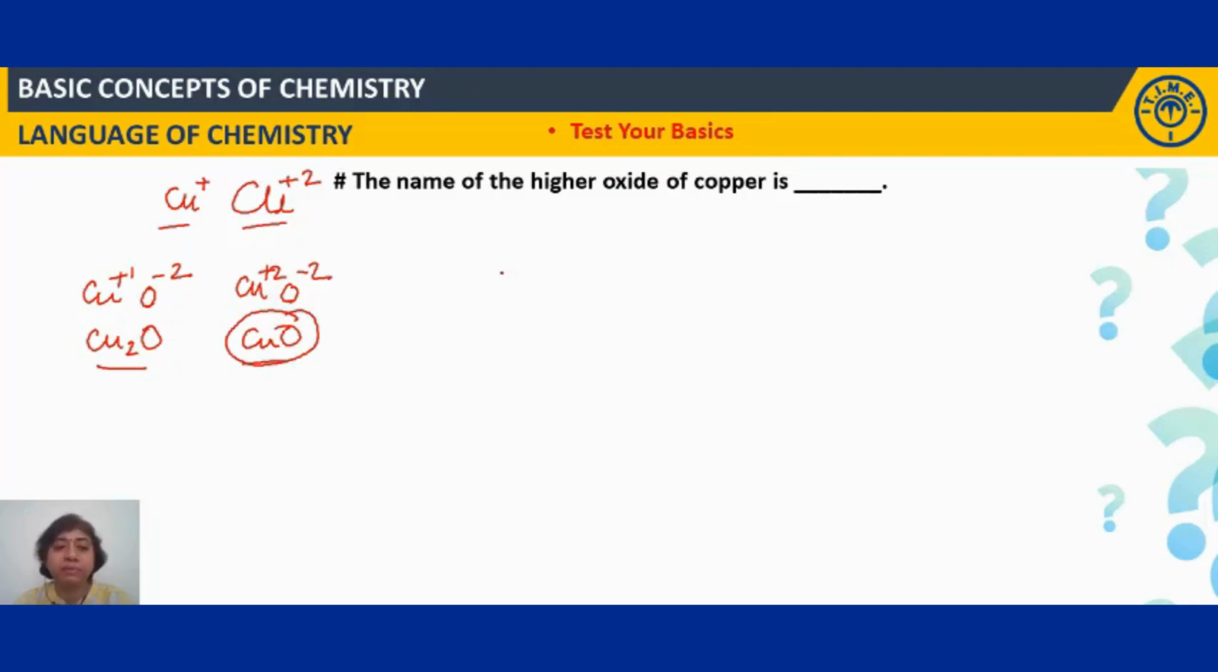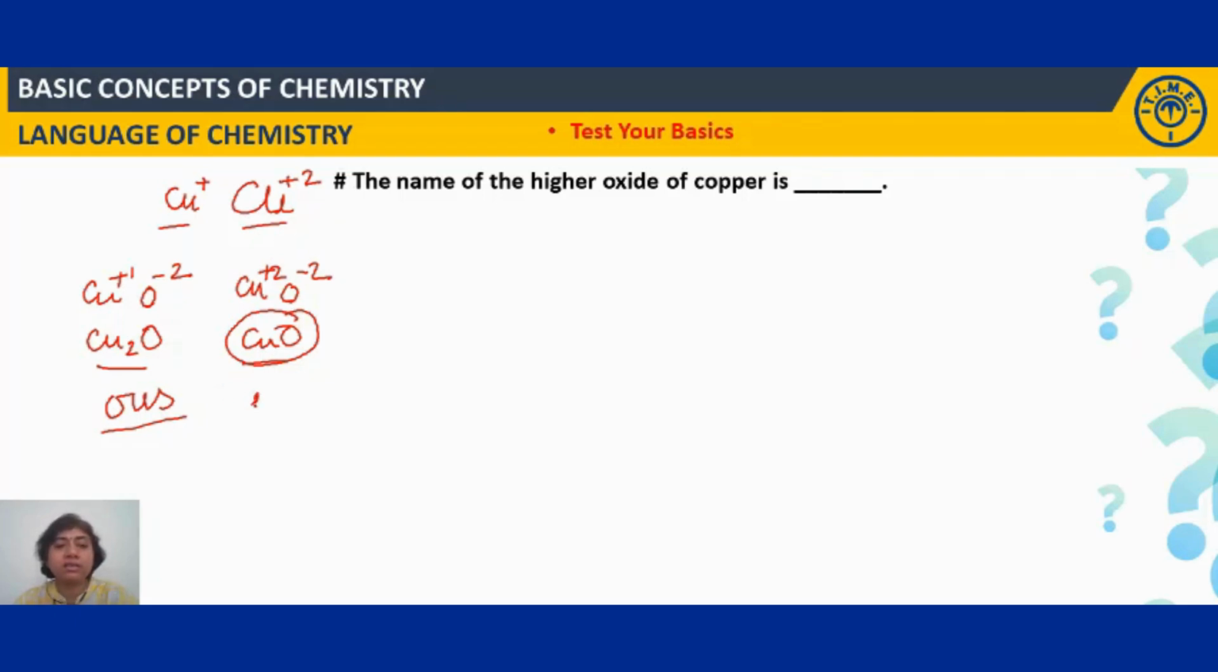Now coming down to the naming part. If the element, specifically the metal, has the lower valency, then we add the suffix OUS with the name of the element. Here the name of the element is what? Cuprum. From cuprum we will remove UM and we will add OUS. Okay, that is for the lower oxide.